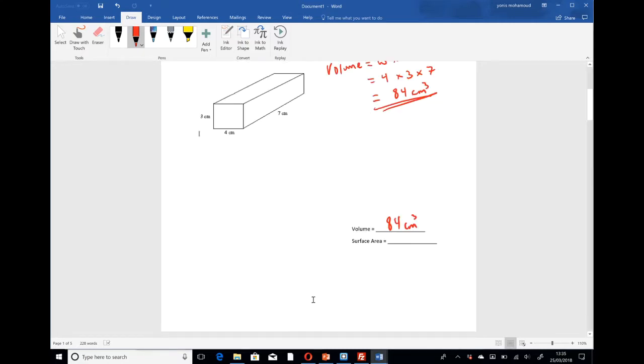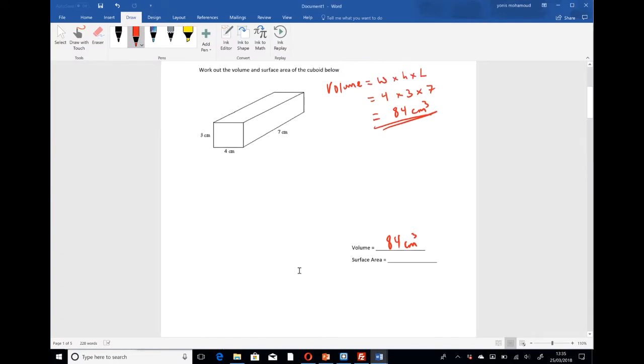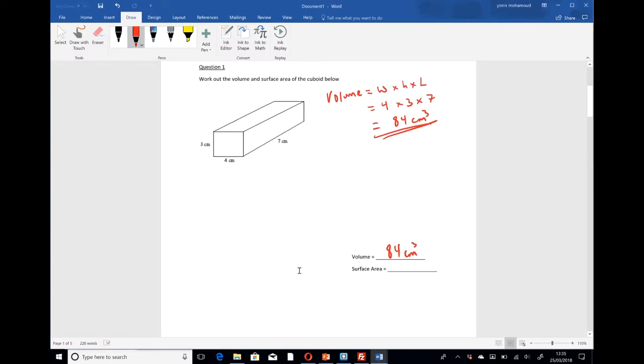Okay, so let's work out the surface area of the cuboid. So the surface area is essentially the total area of the surface of a three-dimensional object. So in this case, we have a cuboid. A cuboid has 6 faces. So what we're going to do is we're going to work out the area of every single face.